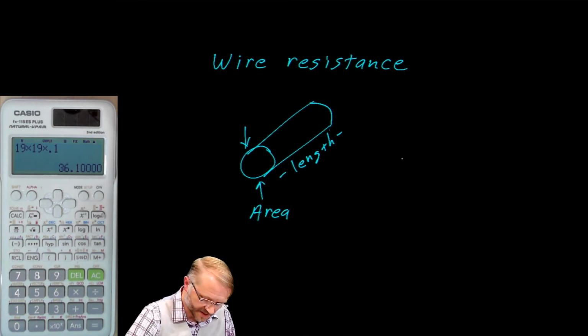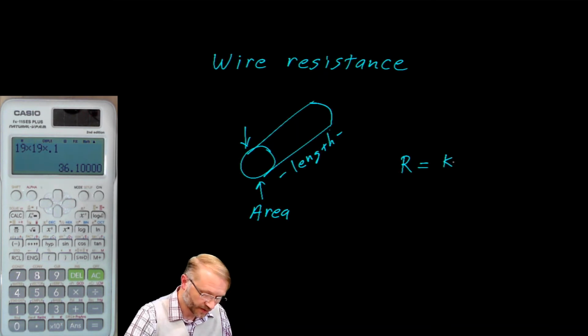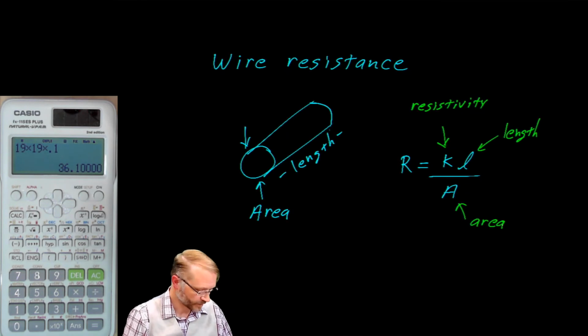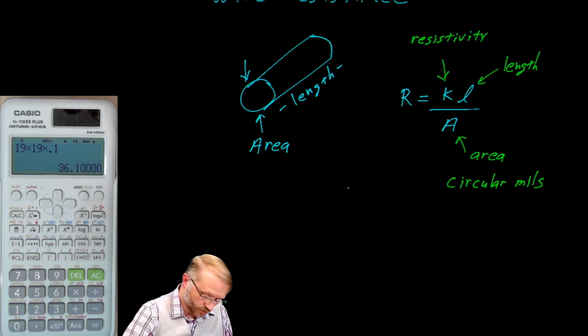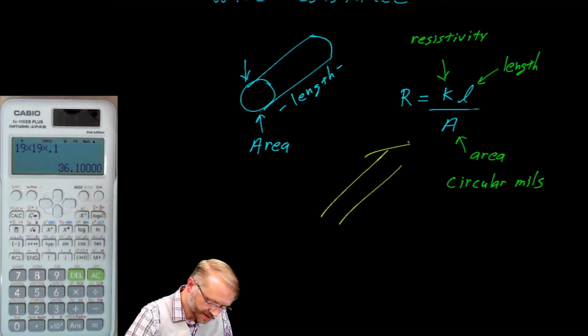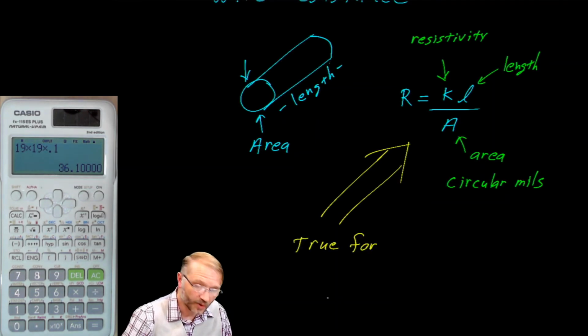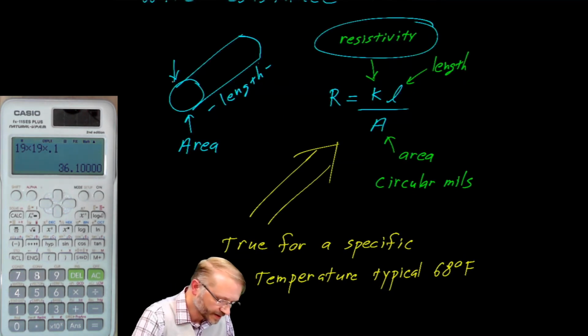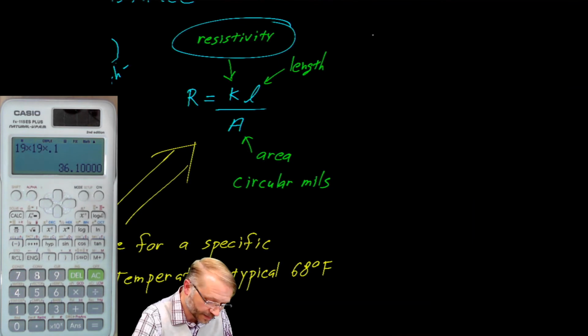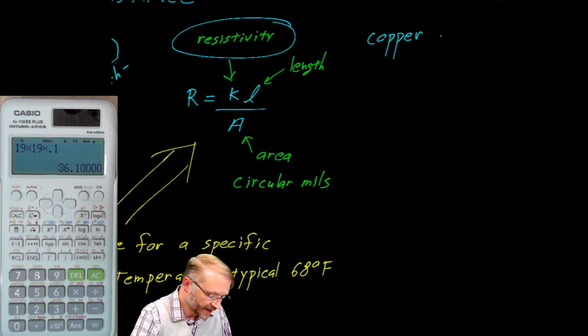The formula for wire resistance is K, which is the resistivity, times L, which is the length, over the area, and that's an area in circular mils. With the assumption that we are at a specific temperature, which is typically taken at 68 degrees Fahrenheit. Know that each material has a specific resistivity. Copper, for instance, has a K of approximately 10.4.